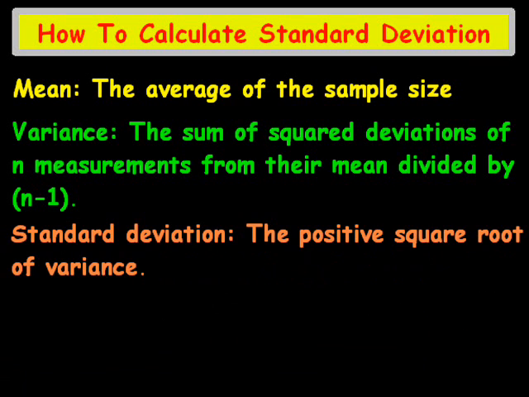The standard deviation is simply the positive square root of the variance. Think of it as square root of variance equal to standard deviation. And I'll draw a little standard deviation symbol right there.